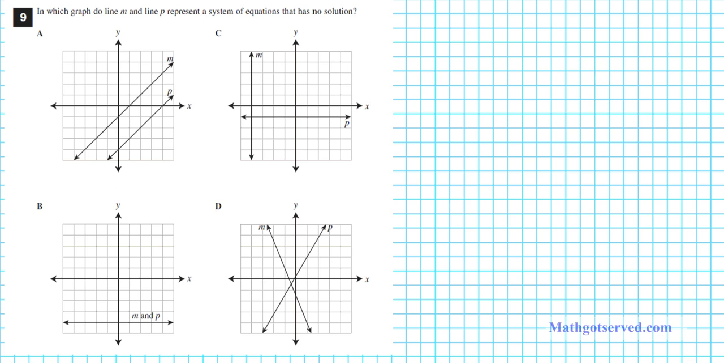Let's take a look at question number 9. It says, in which graph do line M and line P represent a system of equation that has no solutions? So if a system has no solution, that simply means you have no intersection. Okay? So don't forget, no solution implies no intersection, because your intersection is your solution.